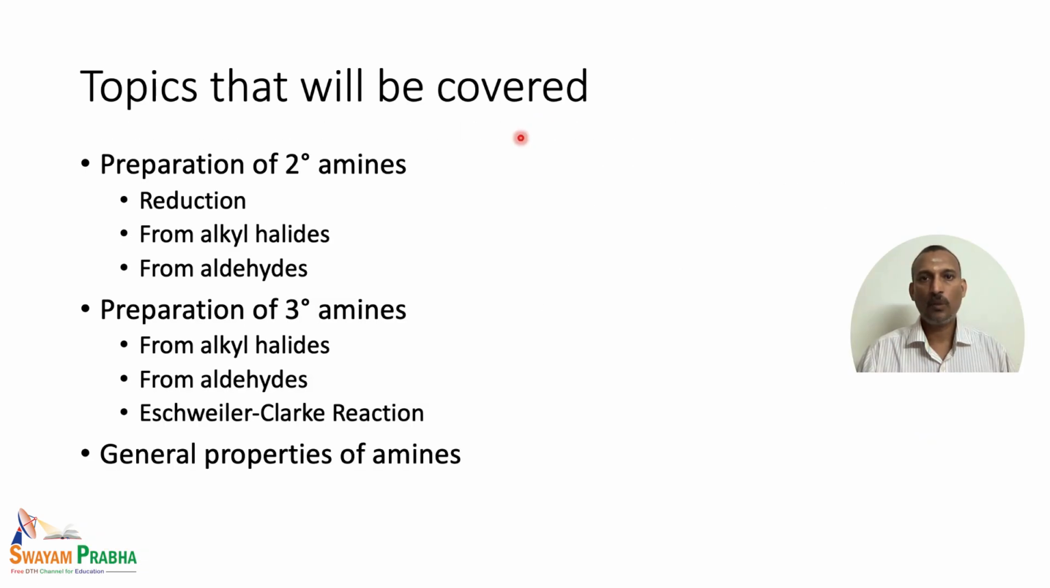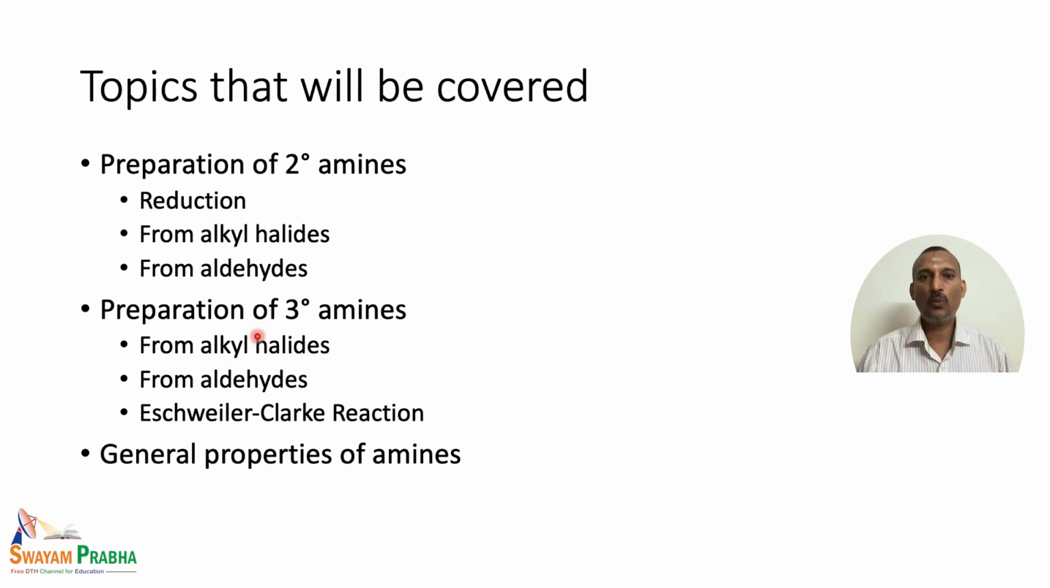The topics that will be covered in this session include preparation of secondary amines. So, here we will be looking at how secondary amines can be prepared from nitro compounds or similar compounds by reduction reactions. We will also be looking at how amino compounds, secondary amines, can be prepared from alkyl halides and how aldehydes can be converted into the secondary amines, reductive amination reaction basically. So, we will study about all these reactions.